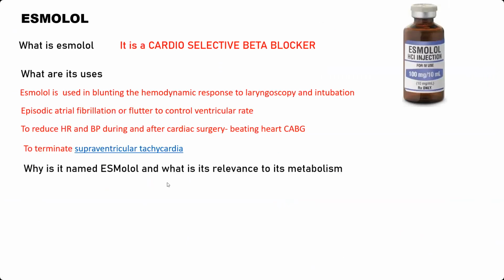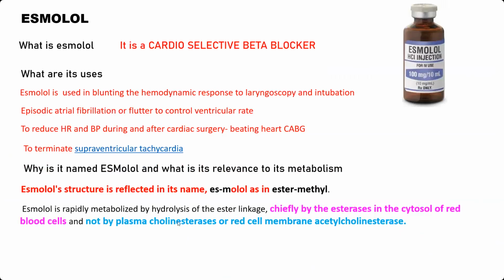Why is it named esmolol? What is its relevance to its metabolism? It is metabolized by plasma esterases, sir. Very good. So why is it called esmolol? Because of its structure, it is an ester methyl compound. So from that, esmolol has been derived. It is rapidly metabolized by hydrolysis of the ester linkage by the cytosol of red blood cells, not by plasma cholinesterases or red cell membrane acetylcholinesterases.